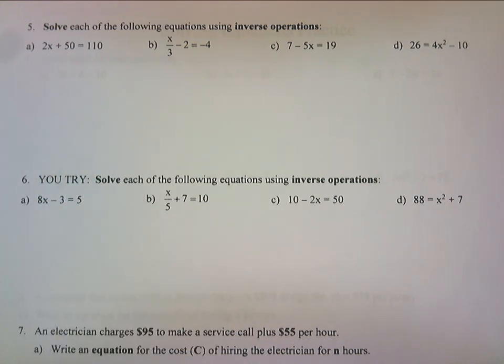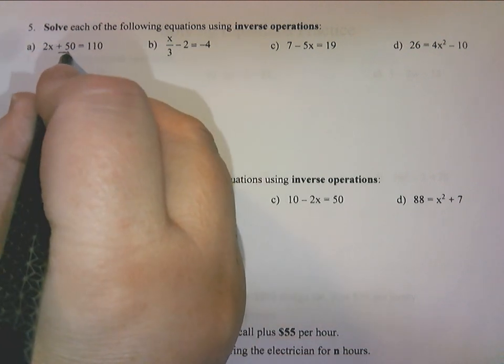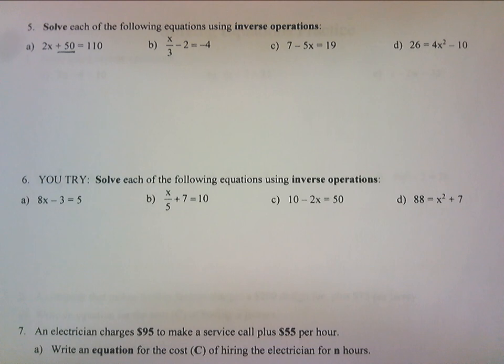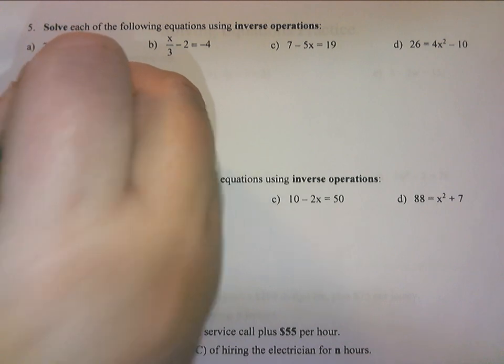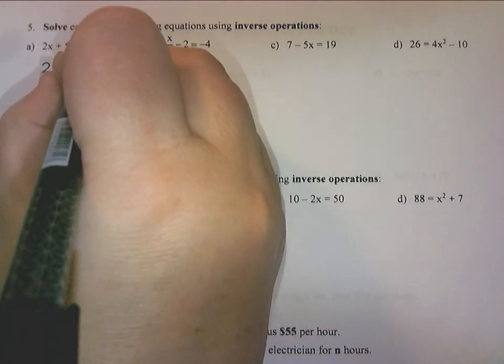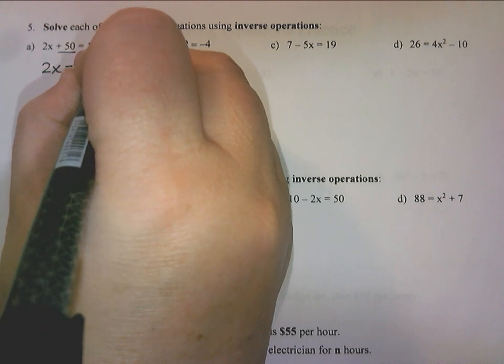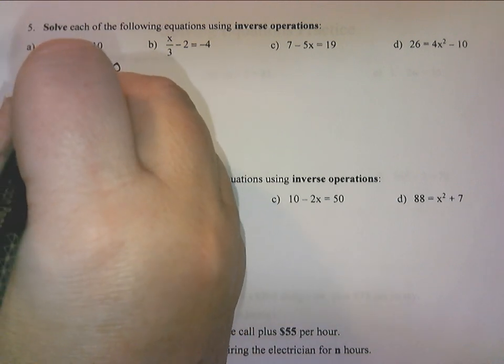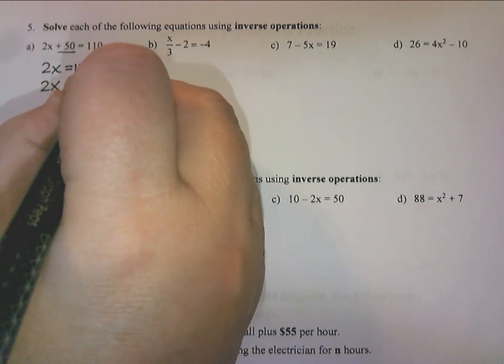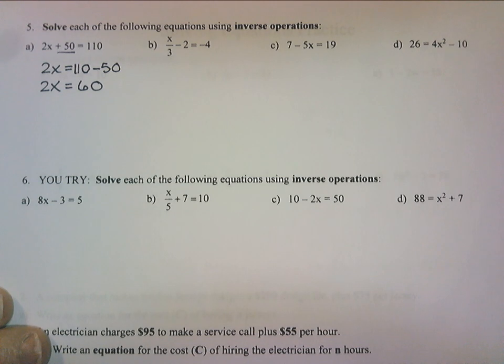So I want to use order of operations, but in reverse. So we start with addition and subtraction. The first thing that I would like to do is try to cancel out or remove that plus 50. In order to do that, we are going to subtract, so do the opposite on the other side. So I'm going to take 110, and from that I am going to subtract 50. So 110 subtract 50 is 60, so 2x equals 60.